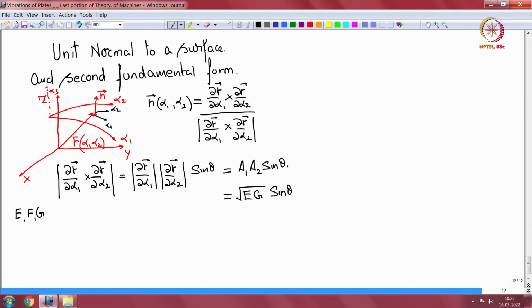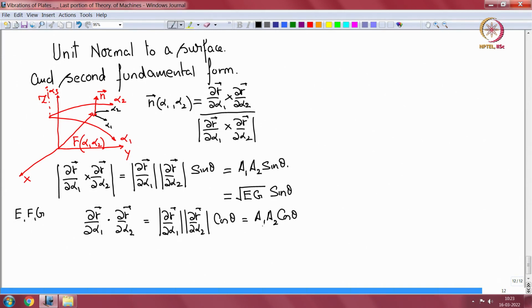Then the next one is the dot product. Del R by del alpha 1 dotted with del R by del alpha 2, which is again equal to the magnitude of del R by del alpha 1 and del R by del alpha 2 times cos theta, which is again A1 A2 cos theta, or in the original first fundamental form, root E G cos theta. So now what happens? This is F.